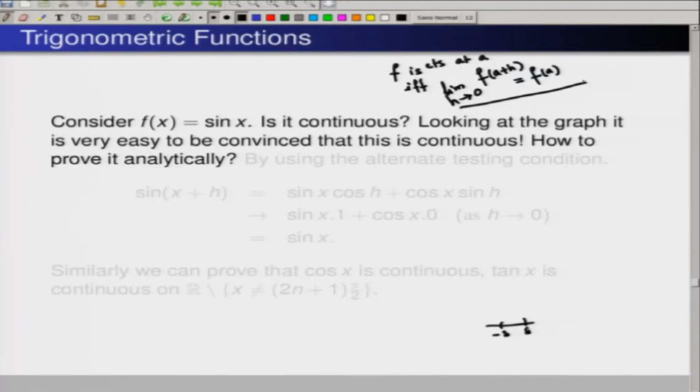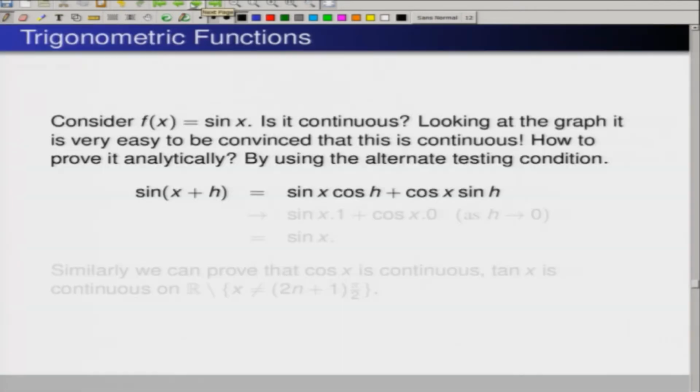Now, if I apply this alternate condition, then if I look at sin of x plus h, which is equal to sin x cos h plus cos x sin h. Now, as h goes to 0, sin x and cos x are independent of h. So, this is sin x times cos h, cos 0 is 1, and sin h goes to 0, therefore this is equal to sin x. So, sin x is continuous for every x.